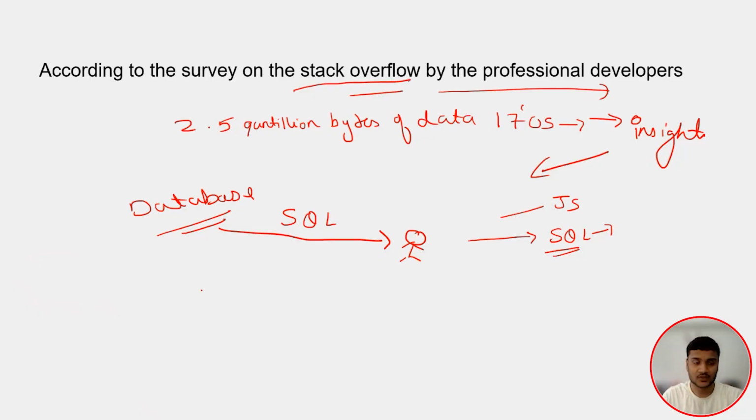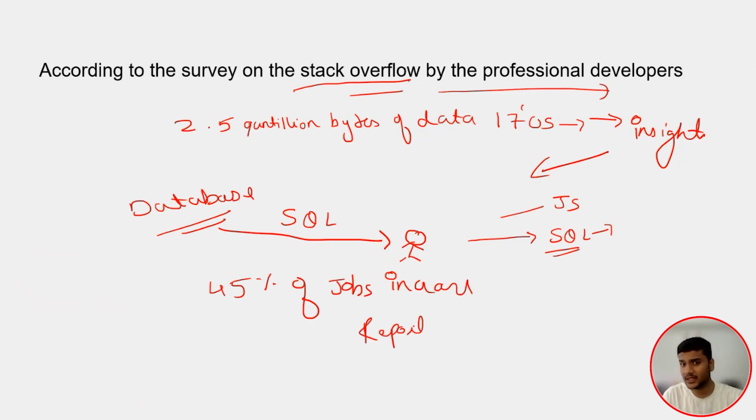And it is said that according to LinkedIn jobs, there is a 45% job increase. This report is not made by me, it's made by LinkedIn, and you can check on the internet as well. So this is why we need to learn SQL as a data professional. Whatever the data profession, you can be a data scientist, a data analyst, or a data engineer, you have to learn SQL.